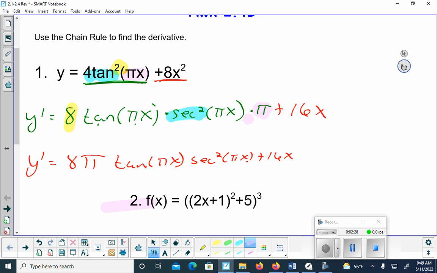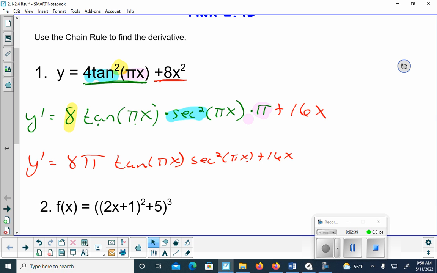Okay, this one, I am going to use the chain rule. You could have, if you wanted to, you could have squared the 2x plus 1, but you wouldn't have to do that. Does that make sense? And I don't think anyone would have taken that and then raised it to the third power. That would be silly.